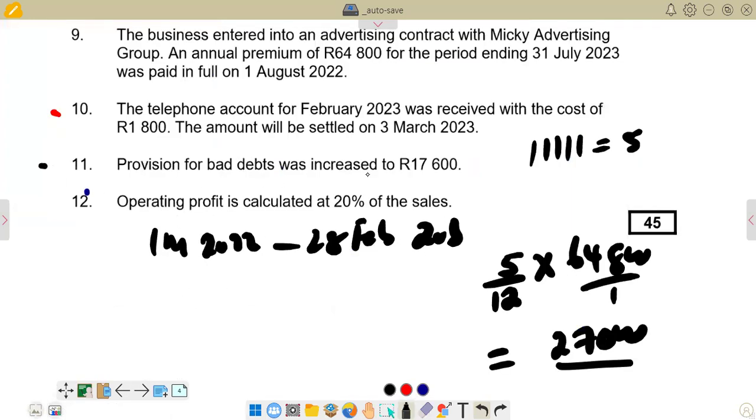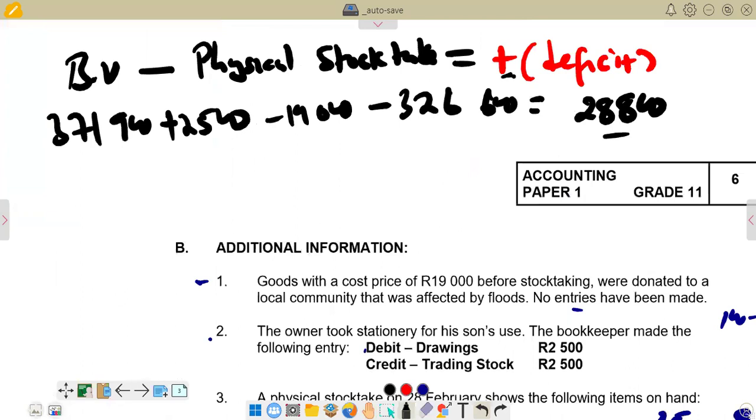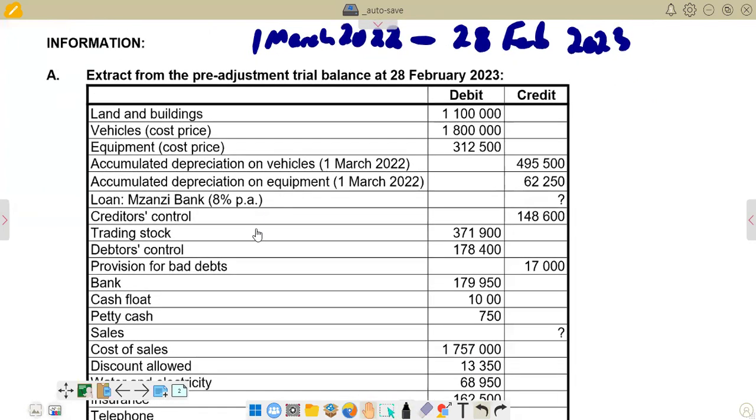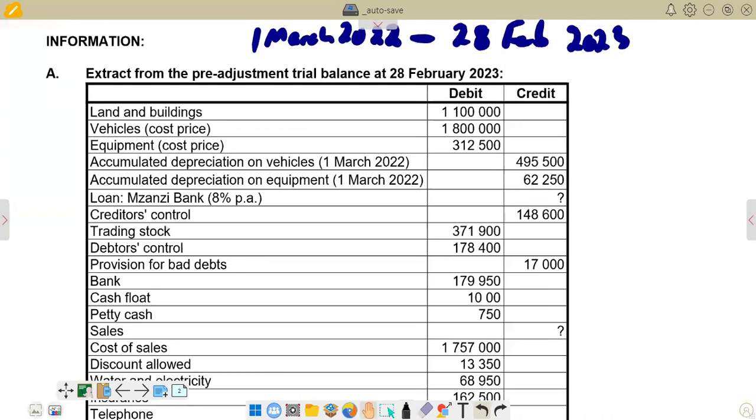Come here with provision for bad debts, which was increased to 17,600. So we are just going to subtract the figure that we are given in the list of balances and identify if there's an increase or a decrease. Remember, we have 17,600 here, so we check the figure for provision for bad debts that we are given in the list of balances. You see that we have got 17,000 as our provision. So it moved from 17,000 to 17,600. This movement is representing an increase.